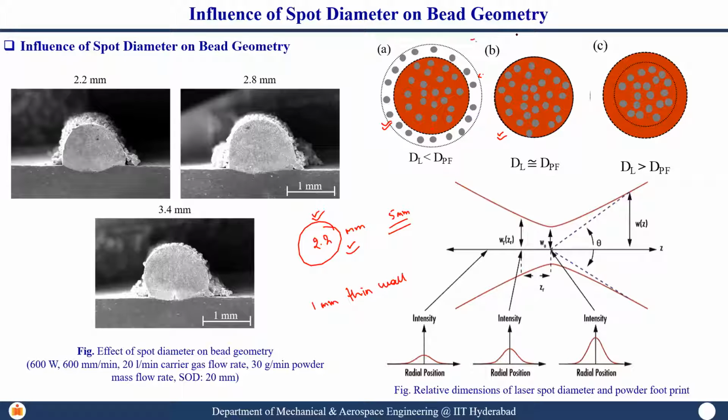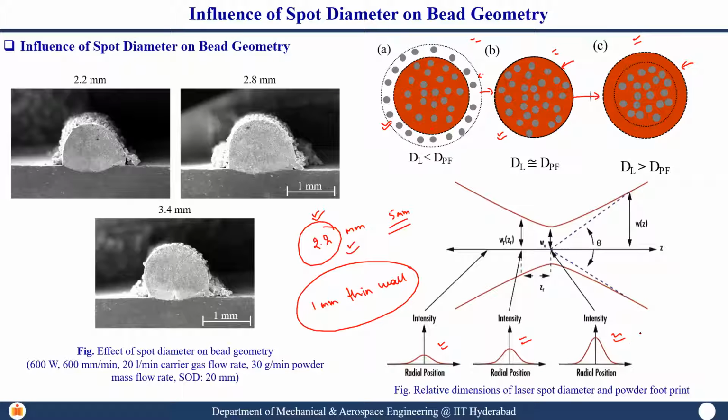Then none of these cases will work, because your design is controlling what spot diameter you want. So these are the three conditions which are possible: powder footprint bigger than laser spot diameter, laser spot diameter equal to the powder footprint, or laser spot diameter higher than this. But the only problem we need to understand with increasing the laser spot diameter is that these are Gaussian beams.